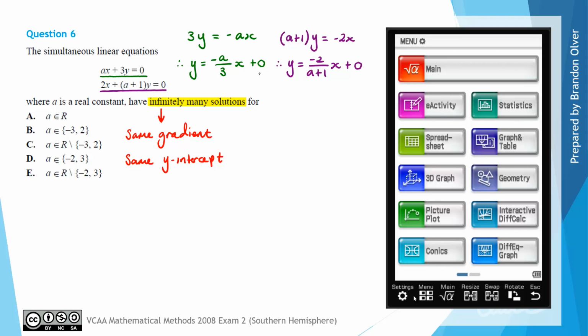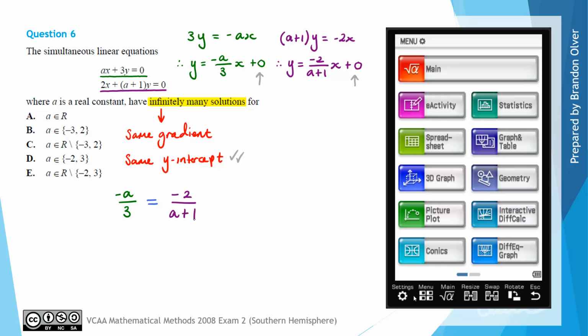Looking at the y-intercepts, which is the plus 0 at the end of both equations, we can already see that both equations have the same y-intercept. So all we need to do for this question is force these two equations to have the same gradient. That means we want negative a divided by 3 to be equal to the gradient of the second line, which is the coefficient of x, negative 2 over a + 1. We now want to solve that equation on a CAS calculator.